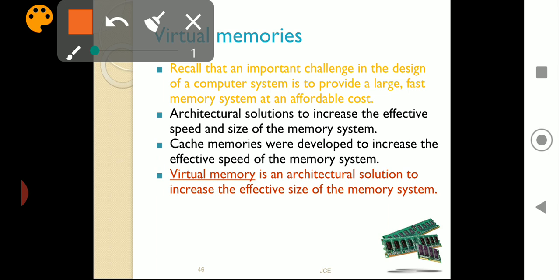But friends, even cache memory was not that effective. It is effective, no doubt about that, but in order to further enhance the whole functionality, we came across a new solution called virtual memory. So virtual memory is one such solution which would increase the effective size of the memory system.